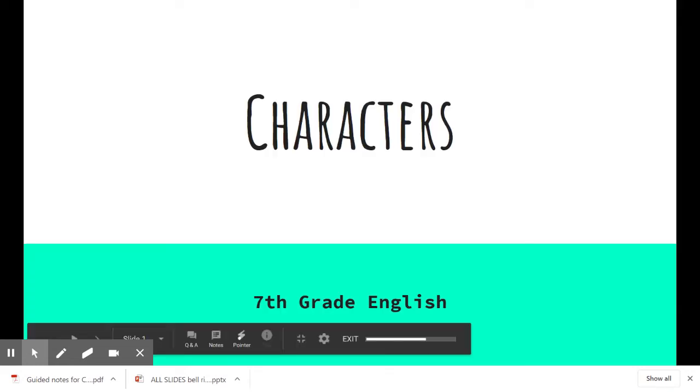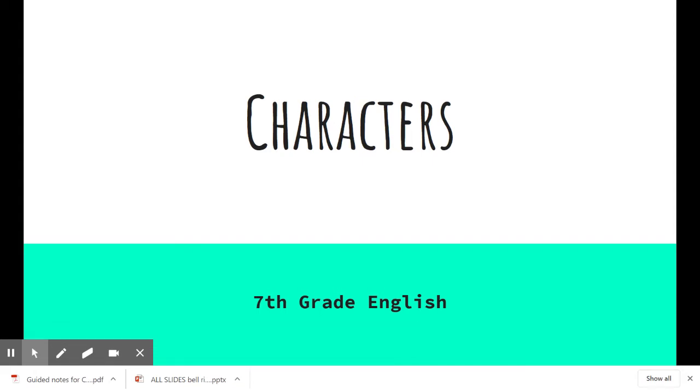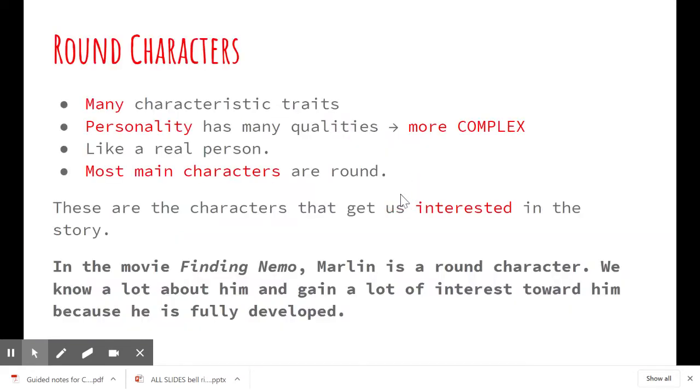Today we are going to be talking about characters and different types of characters and how to distinguish one from the other. Okay, so the first one that we're going to talk about is typically for our main characters. These are called round characters. So if you want to think about something being round, being filled out, that could be maybe how you could keep these straight. So a round character, we know lots of characteristic traits about them.